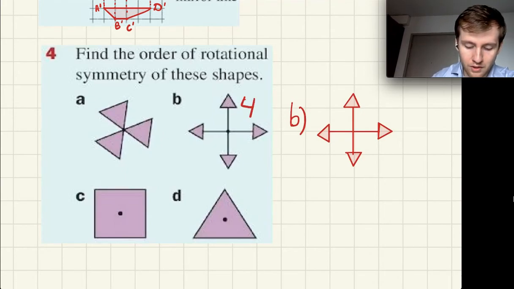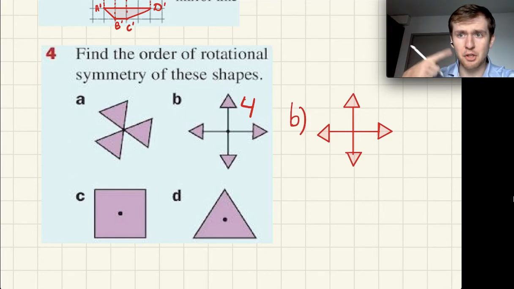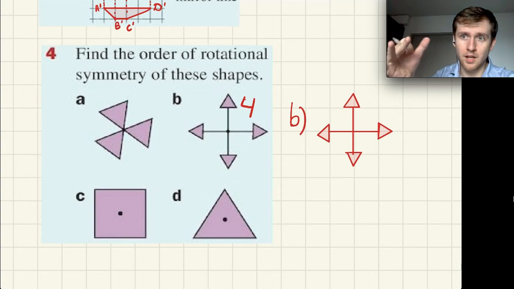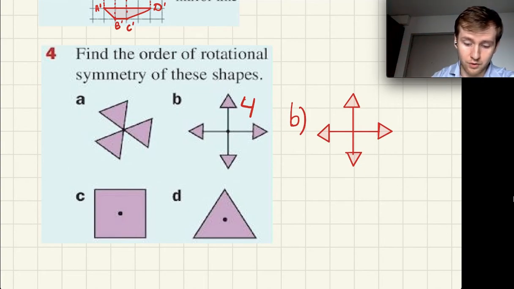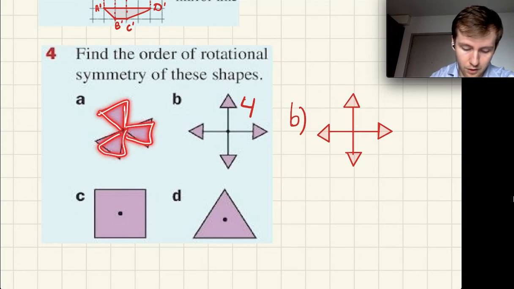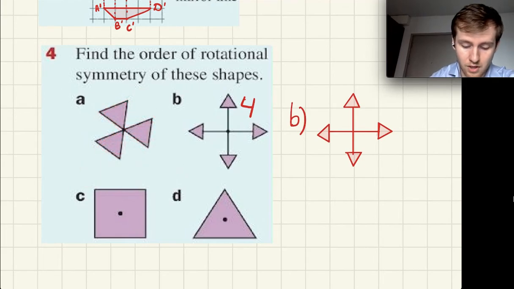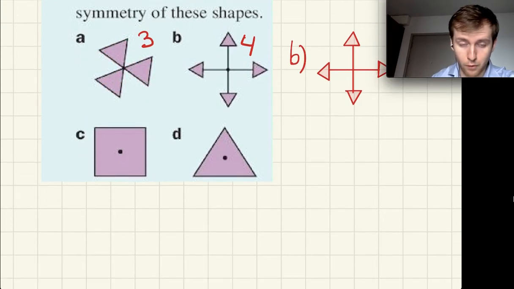For A, maybe you can see that because there are 3 triangles, each time you rotate it, it's going to fit those triangles. So it's going to be 1 time like this, right? And then you rotate it like this, it's going to be 2nd time, and then it's going to be 3rd time here. So for this, the order of rotational symmetry is 3 for A. For C, for square, order of rotational symmetry is 4. And for D, order of rotational symmetry is 3.